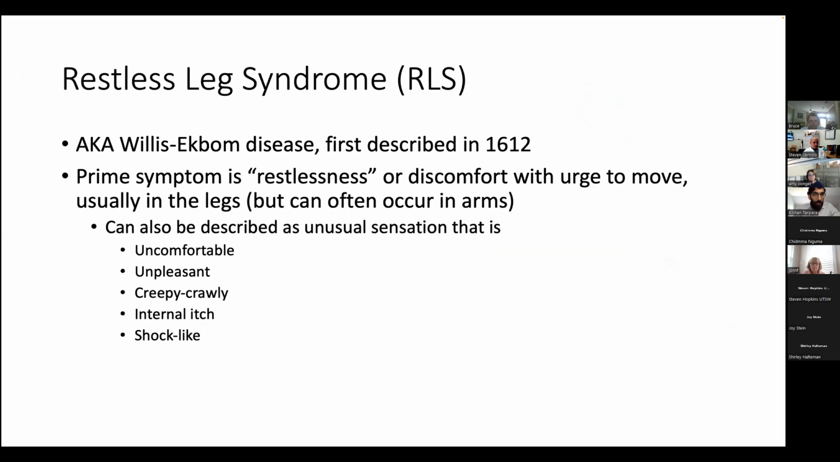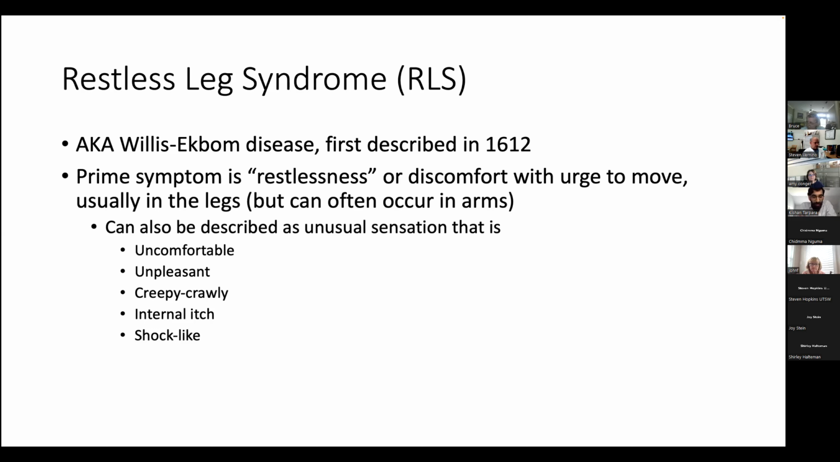Restless leg syndrome. This is something people have probably heard about and seen commercials for on TV, and you think, oh, that's probably not a real thing, but it is a real thing. It was first described in the 1600s, and in the last century it's been better characterized in the modern sense. So with restless leg syndrome, the prime symptom is restlessness or discomfort in the legs, an urge to move.